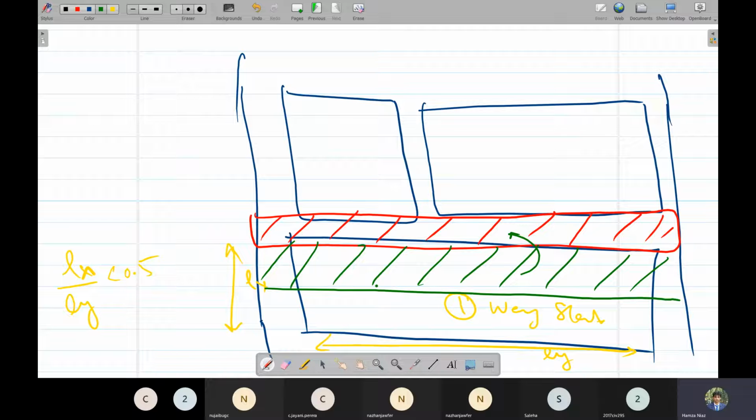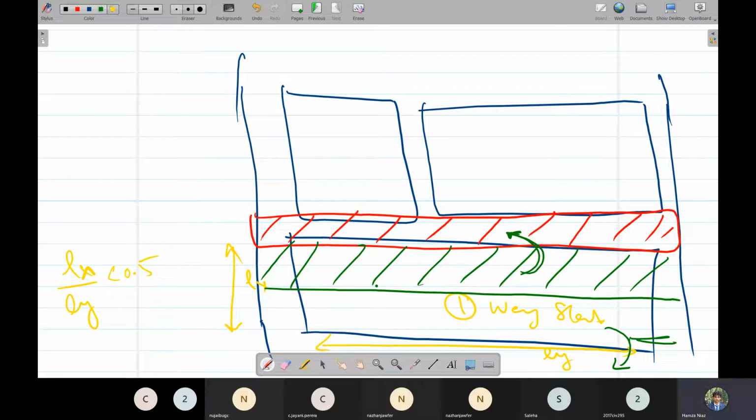That half of the load from the one-way slab would be transferred in this direction and the other half in this direction. So we are not concerned about this one. For our beam, the half portion of this one-way slab would contribute.